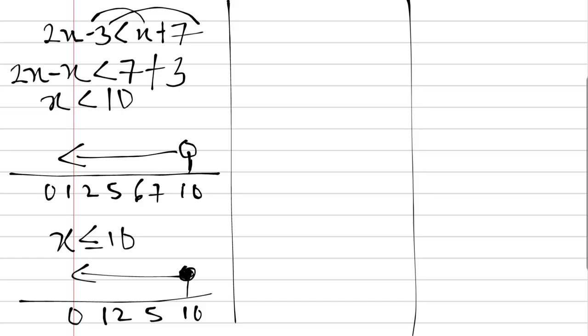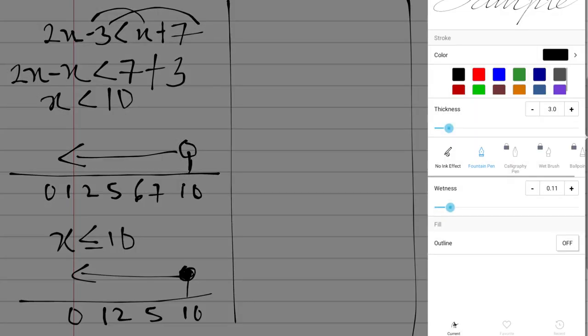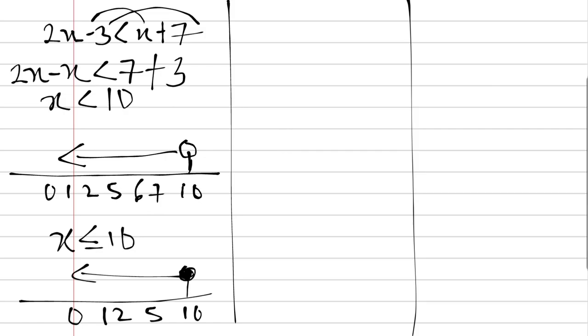All right, so the second question. Let me change our pen so that it can be different from what we've done. All right, so let's use blue for this. So we have the second question, which is 3x plus 4 greater than 1 minus 2x.